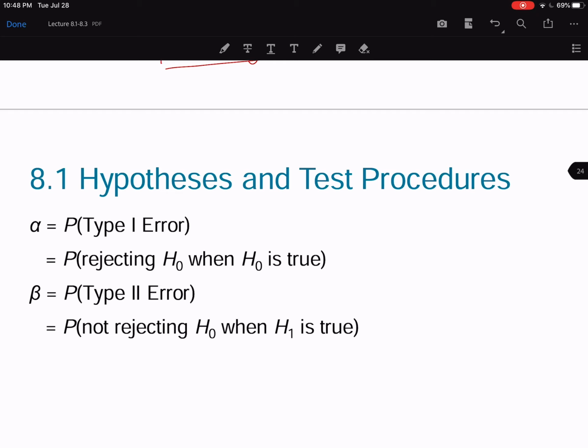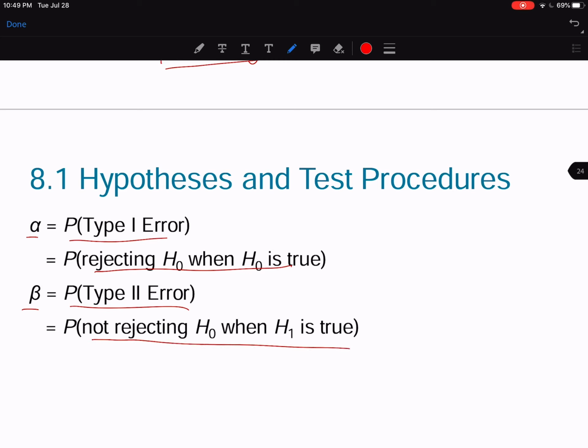And we have two kinds of special notations here. So we use alpha to represent the probability of type 1 error. Of course, the type 1 error is rejecting the null hypothesis when the null hypothesis is true. And we use beta to represent the probability of type 2 error. And of course, the type 2 error is equivalent to not rejecting the null hypothesis when the alternate hypothesis is true. Okay, two important notations here, especially the alpha. Alpha is equal to the probability of making a type 1 error.